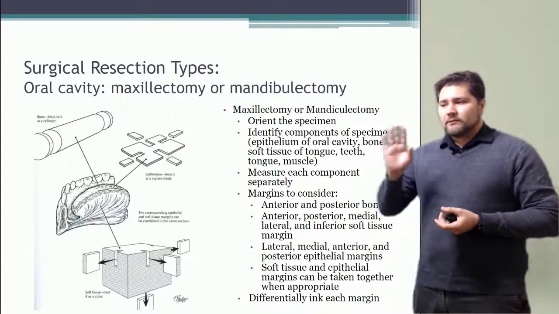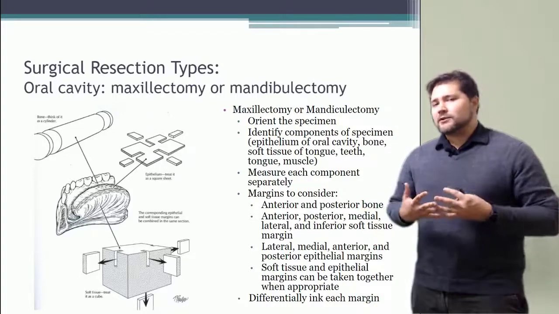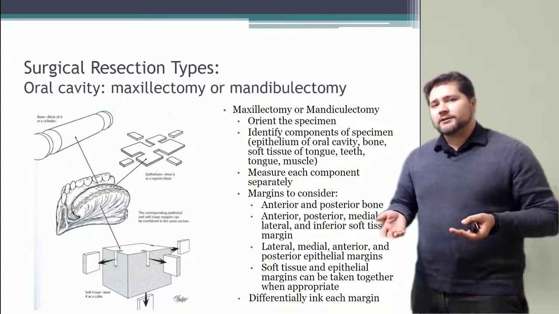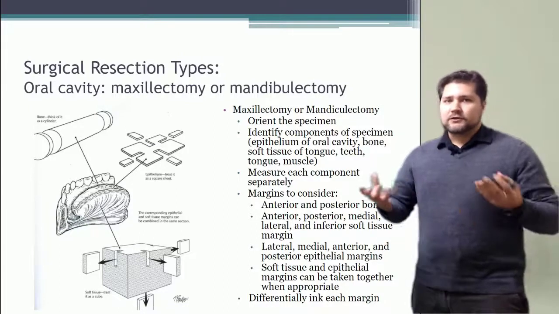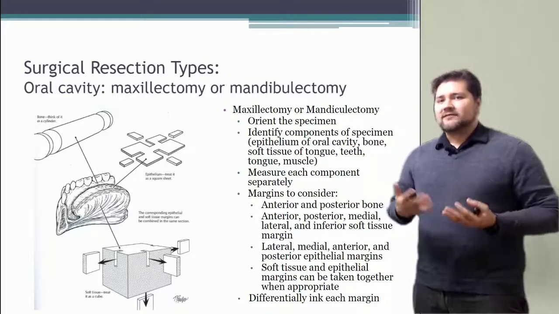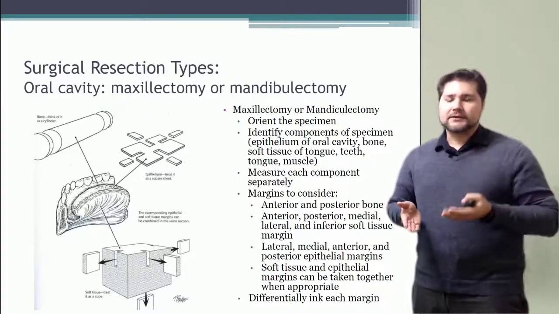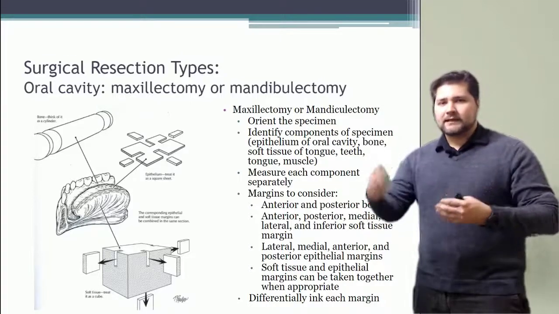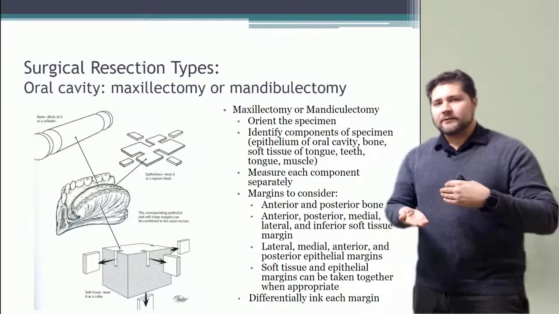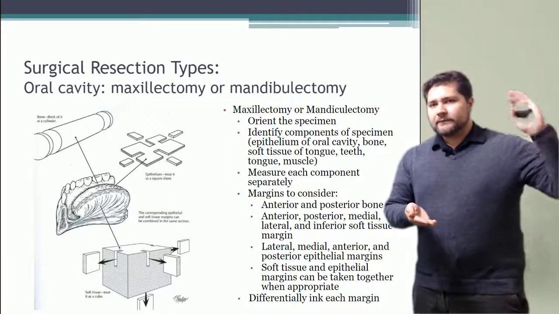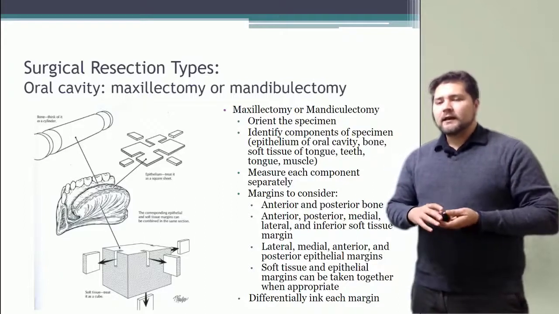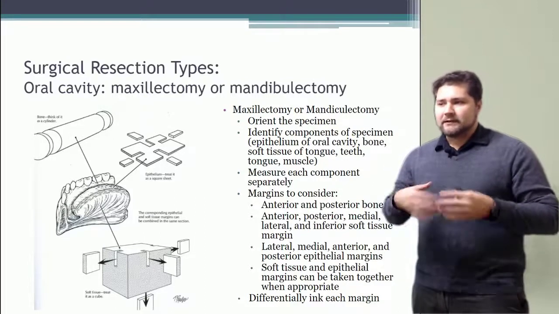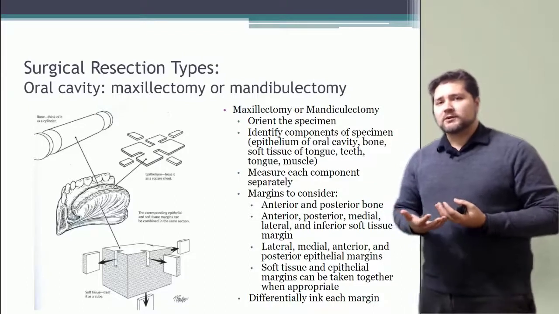So the most important thing here is making sure you're comfortable and aware of where your margins are, and you're going to ink those differentially. So typically, again, if we're assuming 5 different margins, we're going to ink these 5 different colors. So the 5 colors are medial, lateral, anterior, posterior, and inferior. We're not going to worry about superior yet, just the inferior. Okay, 5 colors. And so that's it. And then making sure you measure your tumor to those corresponding margins.